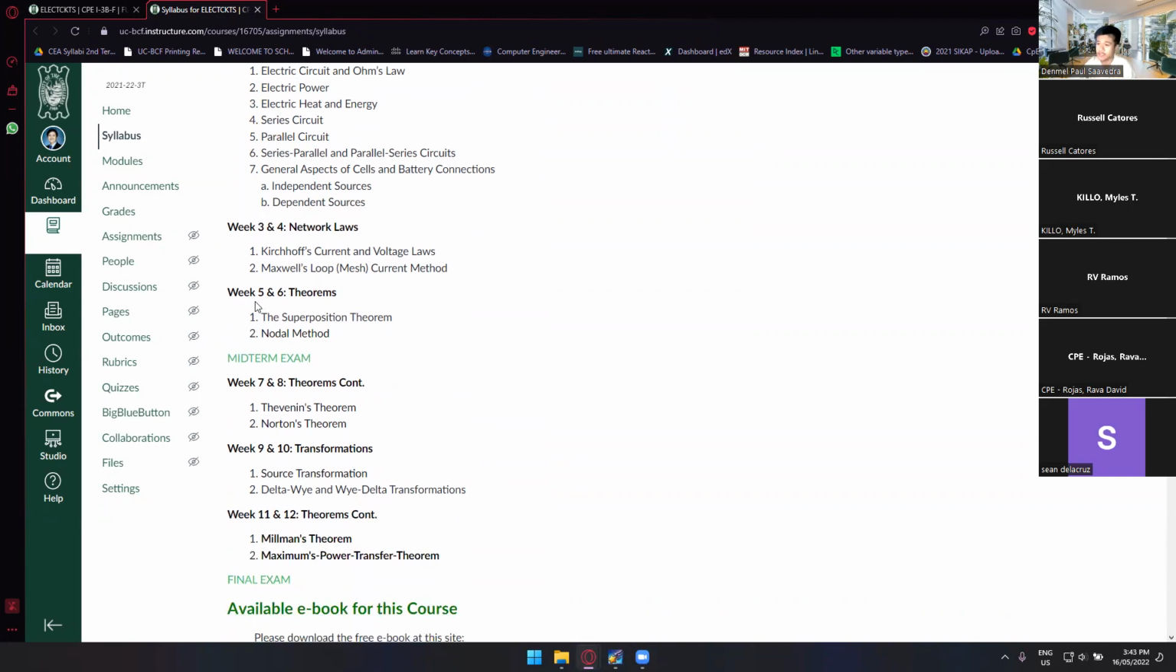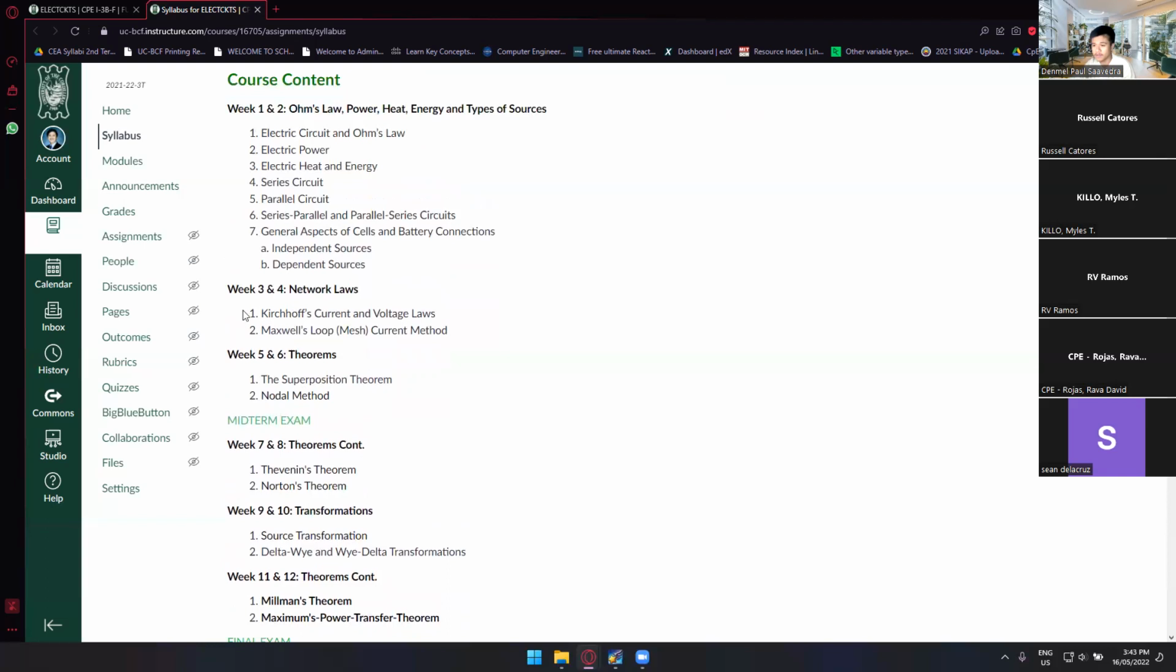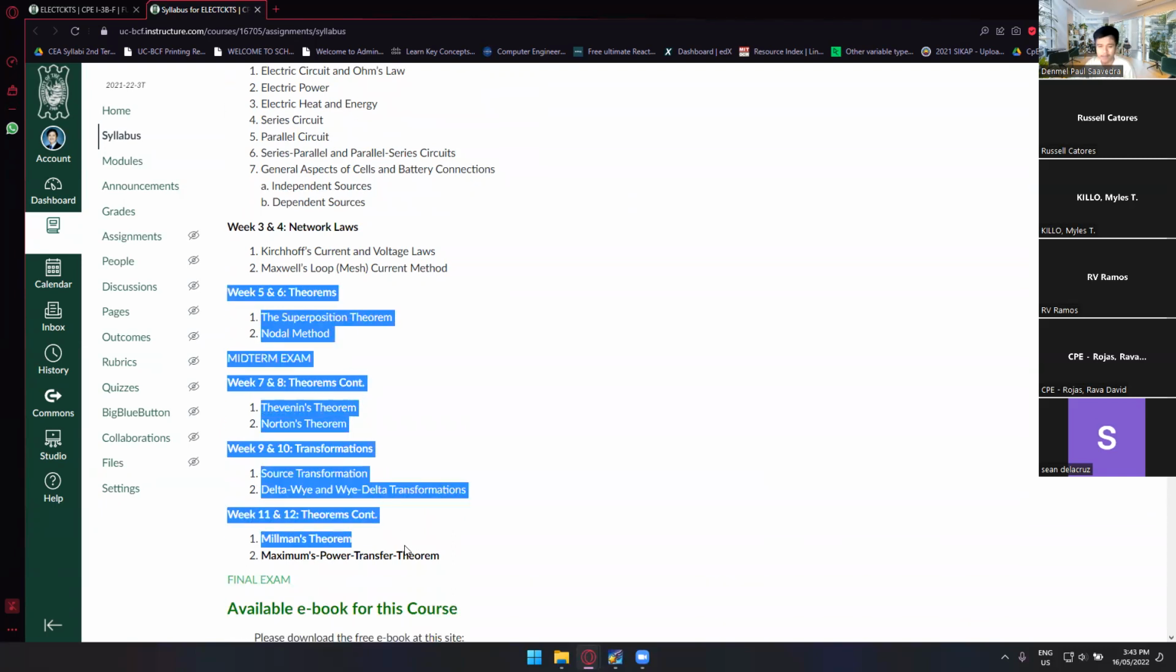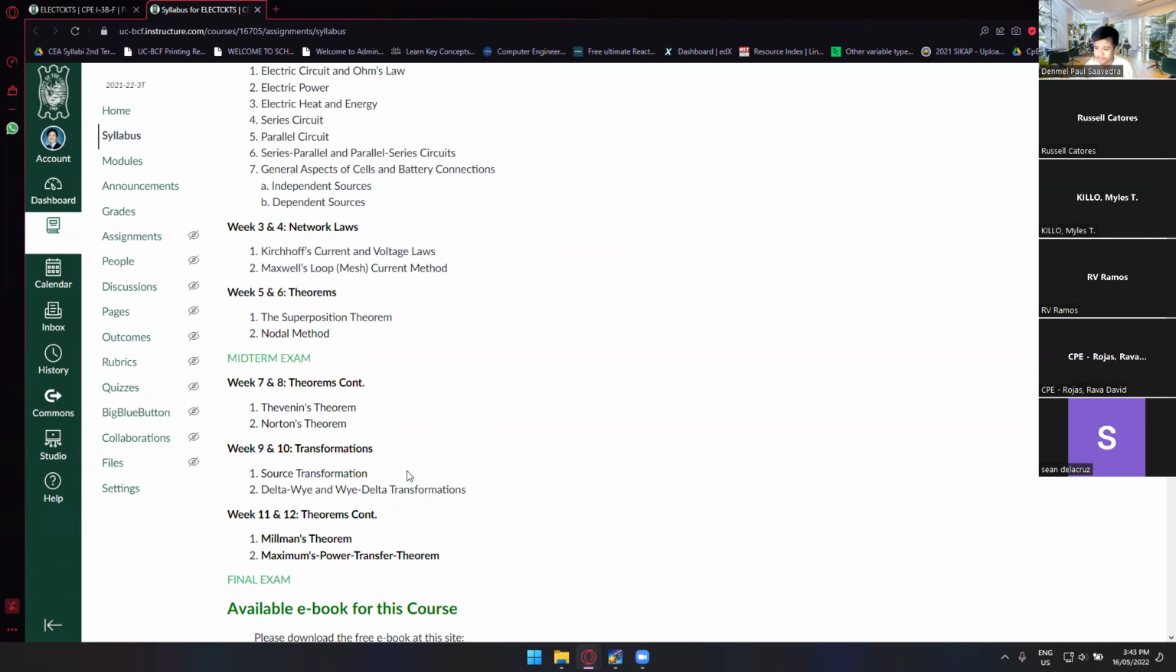And then for the rest, you will see here that starting from week 5 up to week 12, they are now mostly theorems. Okay. So whatever you are doing right here from week 3 to 4, on how to solve series and parallel, you're going to apply different theorems depending on the circuit. So which one is the most suitable theorem for you to solve that circuit? You will learn those different techniques and tips on what to choose. Could be Millman's theorem, could be Thevenin's, or could be source transformation, etc.